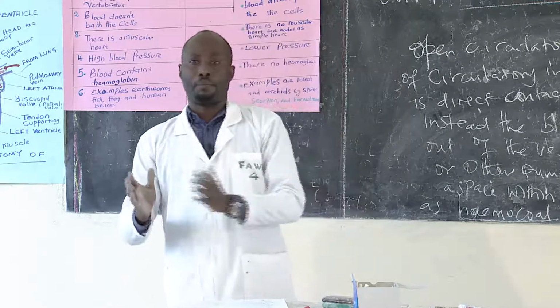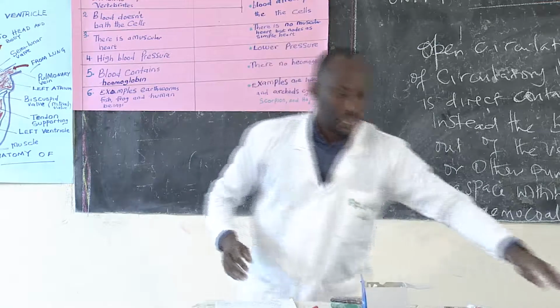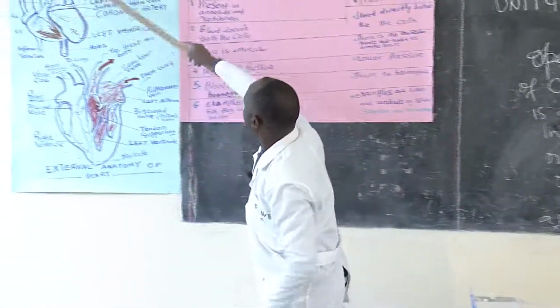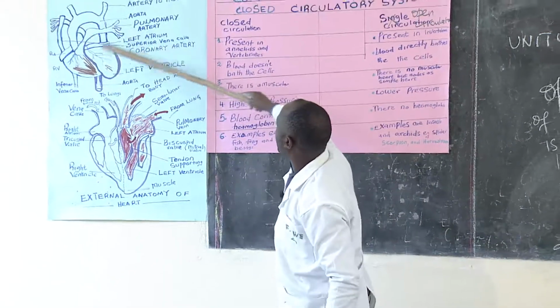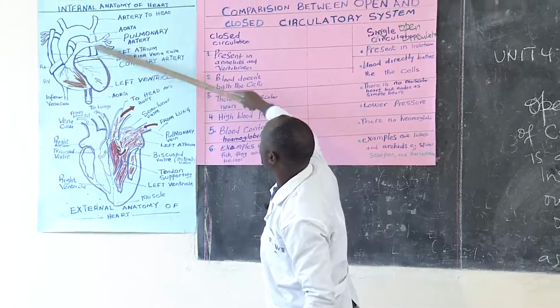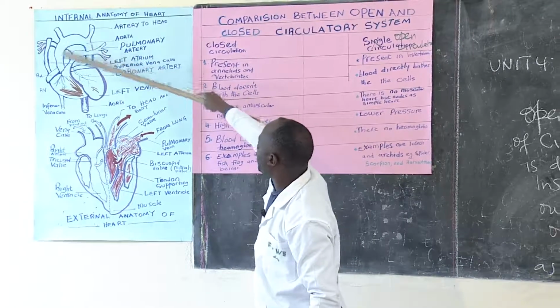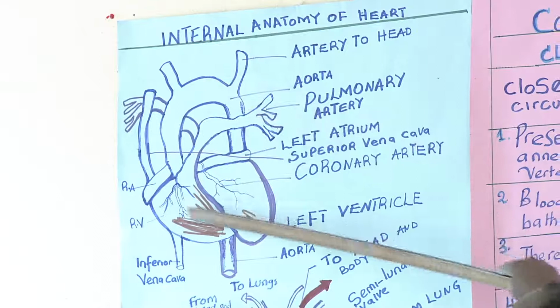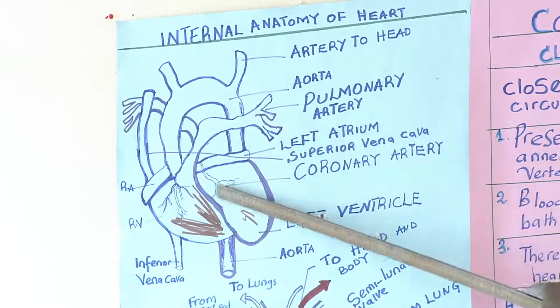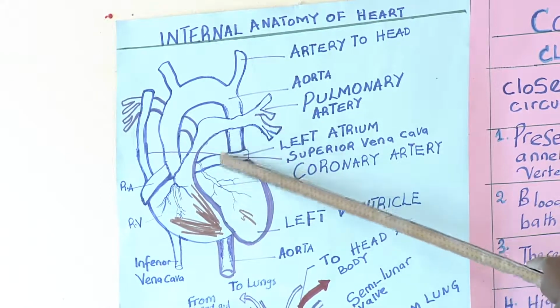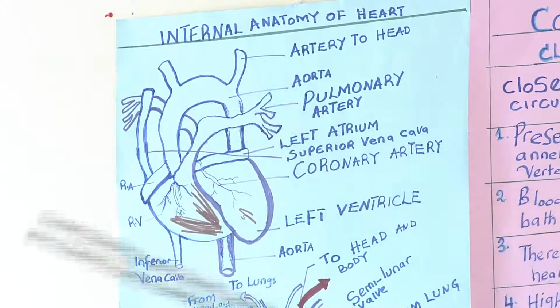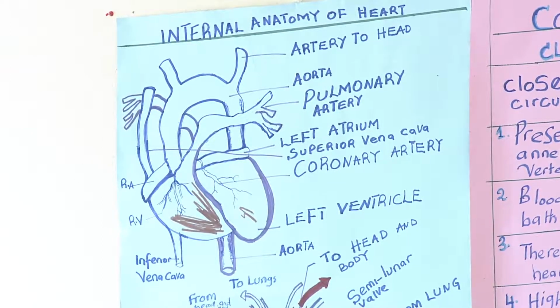The pericardium is very important because it covers the internal structure of the heart. It is a membrane which covers the heart and protects the internal structures of the heart.